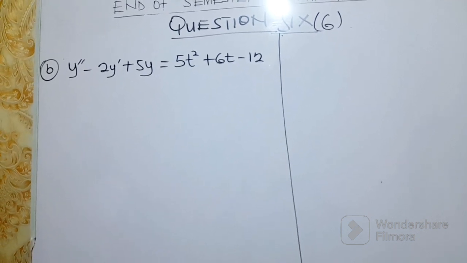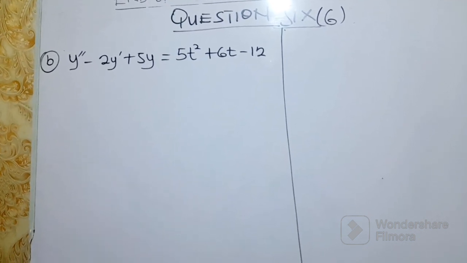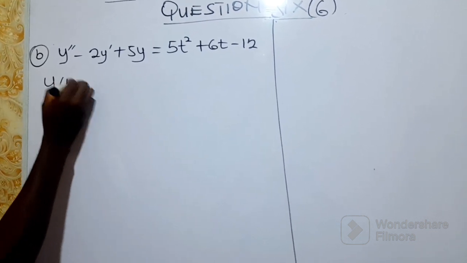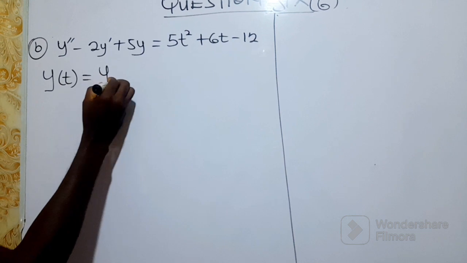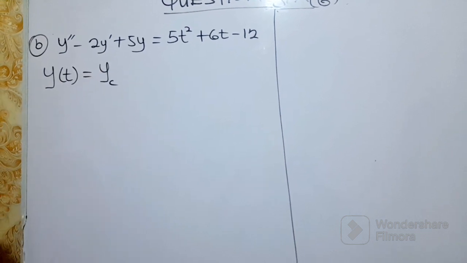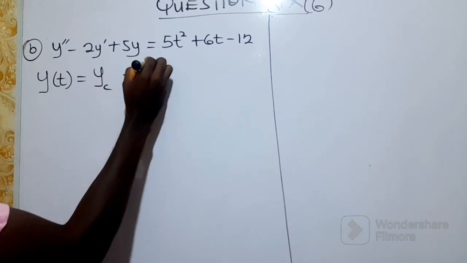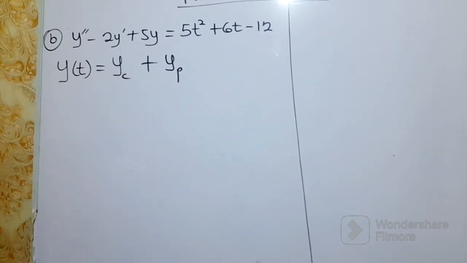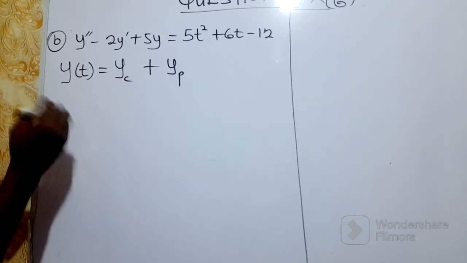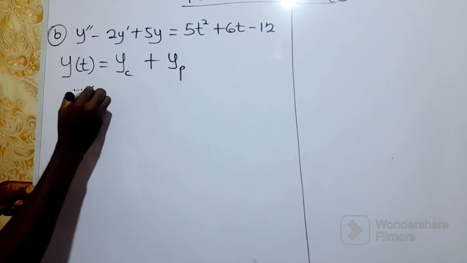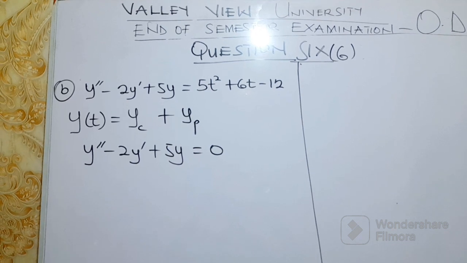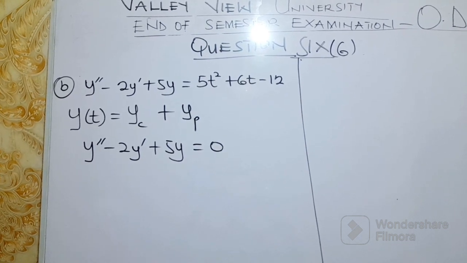If that's the case, then we have two solutions. We combine using the principle of superposition. That's our general solution, y of t will be equal to the complementary solution to the homogeneous side, then plus the solution to the non-homogeneous side. So now we find the solution to the homogeneous side. That's we set up the equation. So when we set this to 0, then this becomes homogeneous. Then we find the solution.